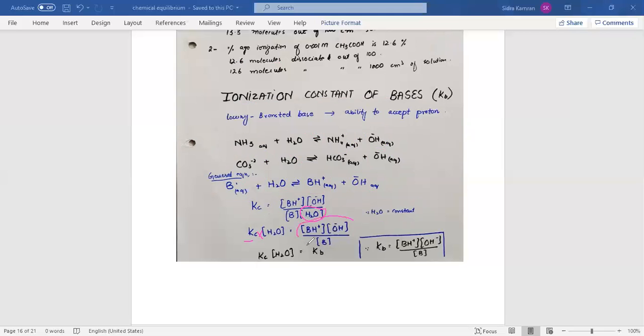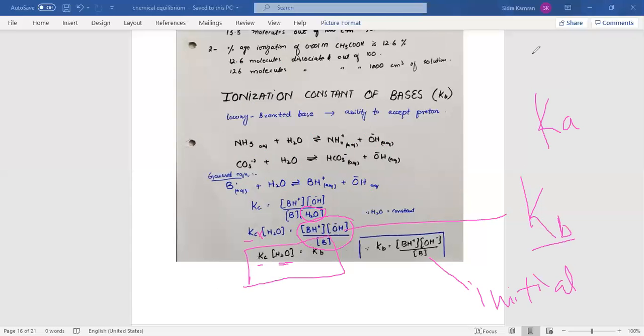This whole expression is Kb, the ionization constant of base. Ka represents the ionization constant of acid, Kb represents the ionization constant of base. So the ionization constant of base is the concentration of BH+ times the concentration of OH-, divided by the concentration of the base, that is the initial concentration of base. Kc is a constant, the concentration of the water is constant. This is the ionization constant of bases.